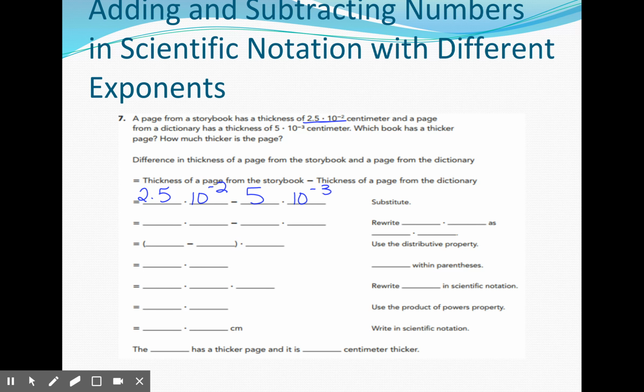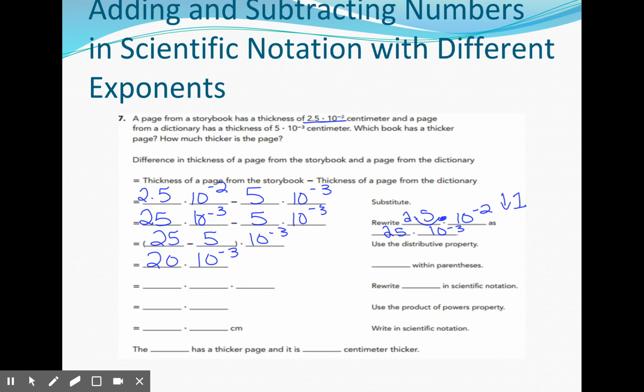Okay, so now we need to change so that we have the same exponent. So we're going to drop 2.5 times 10 to the negative second down to 10 to the negative third. Because I'm going down by 1, I'm moving my decimal to the right 1 space. So it's 25 times 10 to the negative third. 25 times 10 to the negative third minus 5 times 10 to the negative third. Now you can use the distributive property: 25 minus 5 times 10 to the negative third. 25 minus 5 is, of course, 20 times 10 to the negative third.